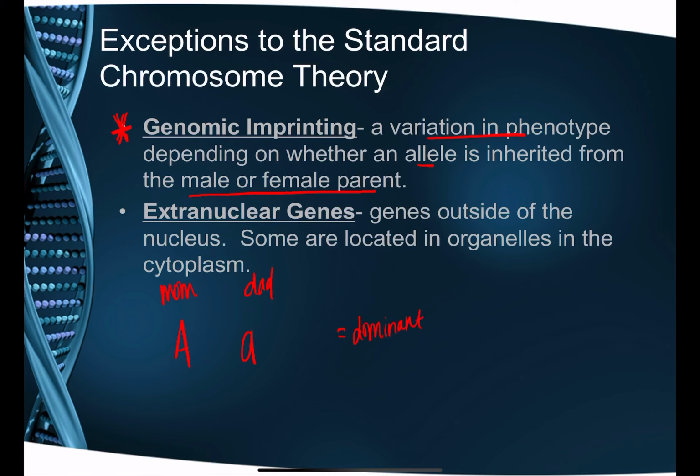All right? But sometimes in genomic imprinting, one allele will silence the other. Okay? So let's say that the mom's allele got silenced. That version got silenced. It doesn't get deleted, it just gets turned off for whatever reason. And so then instead of showing the dominant phenotype, you would show the recessive phenotype.